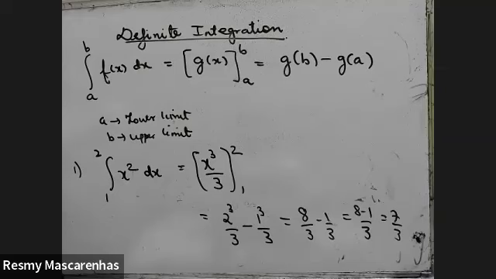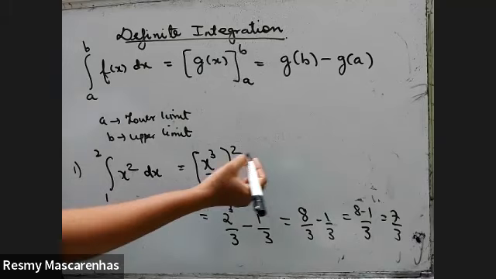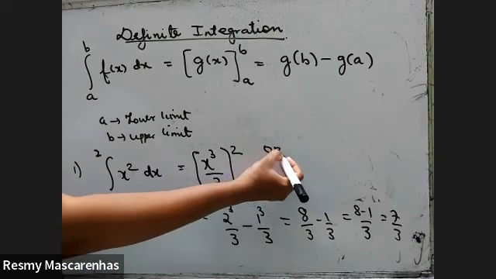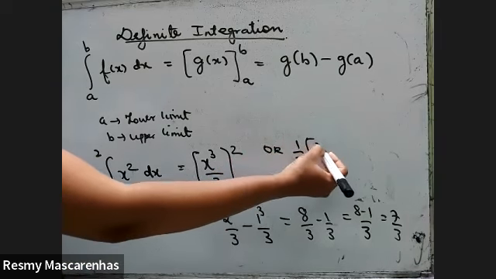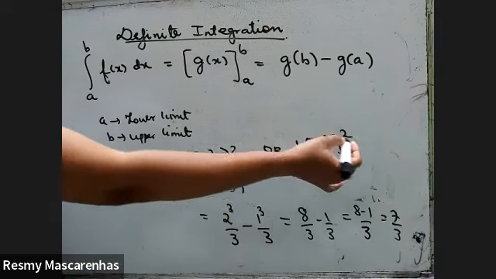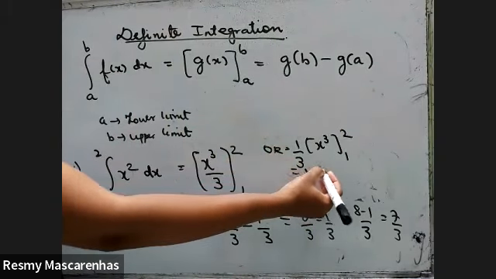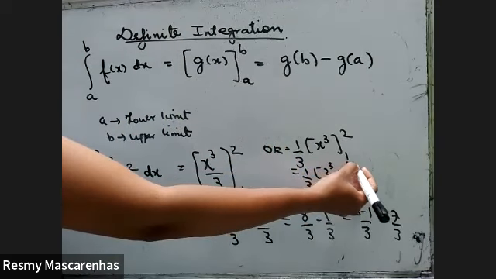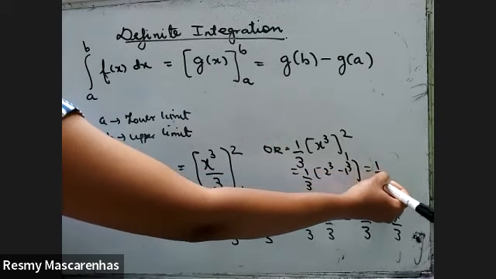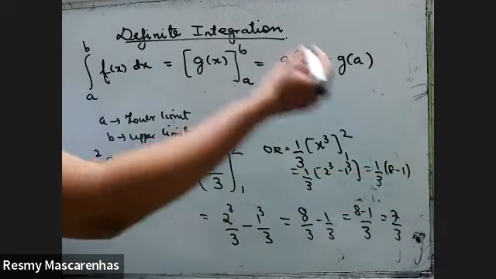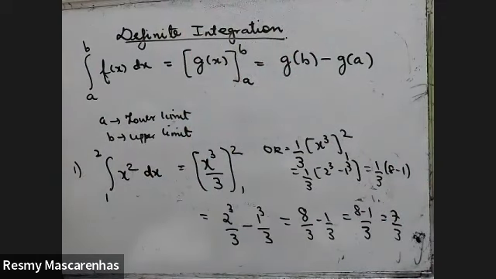Next one. You can also do it this way. Before substituting limits, you can take the constant out like this. So 1 by 3, this will be 2 cube minus 1 cube. Same, it will be 8 minus 1. So that will be 7 by 3. Constants, if you want, you can take out before substituting the limits.